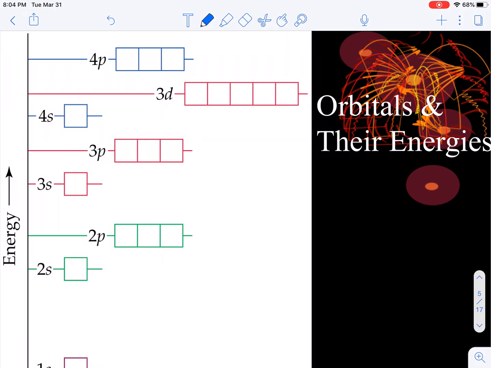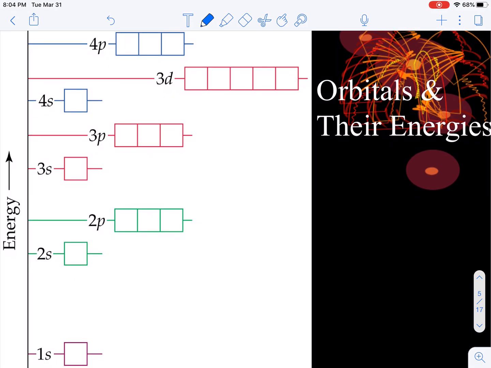All right, so orbitals also fill, as we saw whenever we were looking at the Aufbau principle, they kind of start at the lowest energy and work their way up. So electrons are going to start in the 1s level, then 2s, then 2p, then 3s, etc., 3p, 4s.